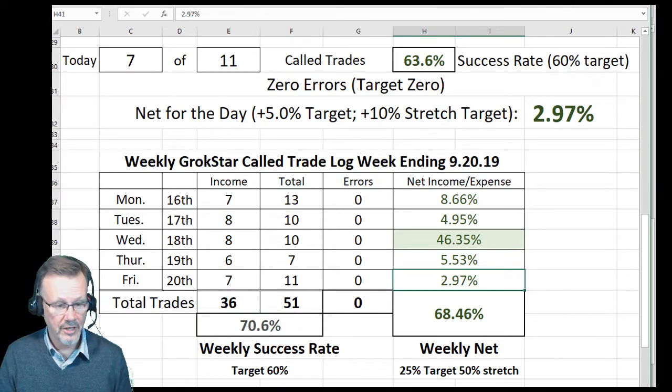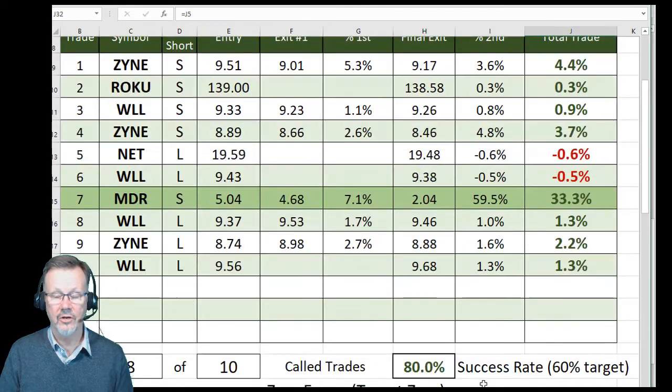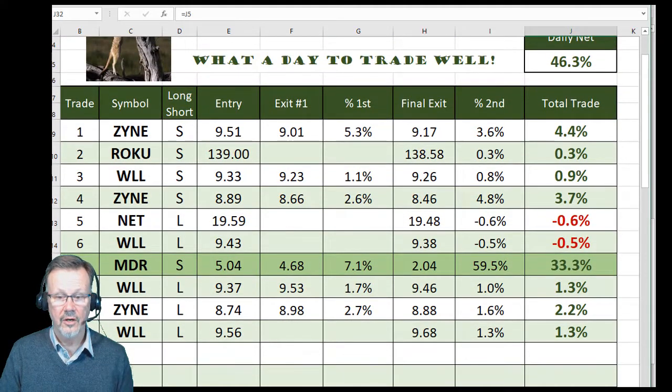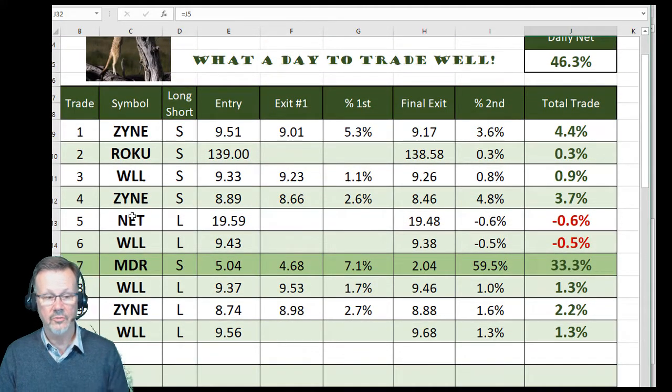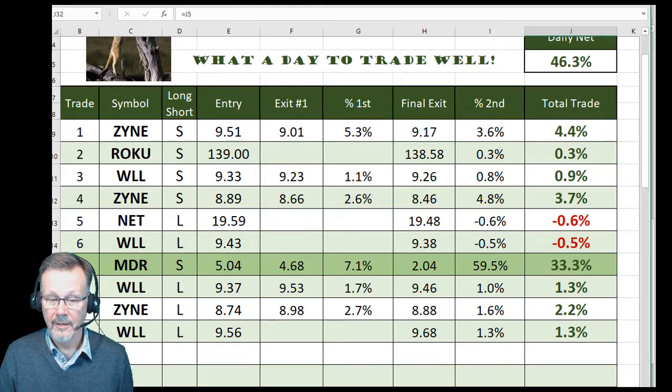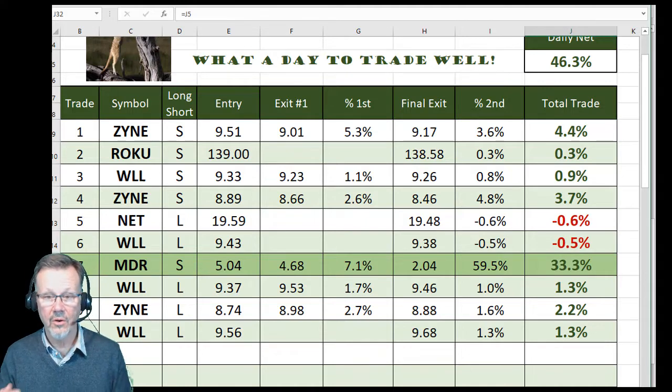Let's take a look here at the 18th. And that was incredible. And on the 18th here, we had 10 trades, but look at this one, this MDR, believe I did a video on this one. 33% on that one trade alone.